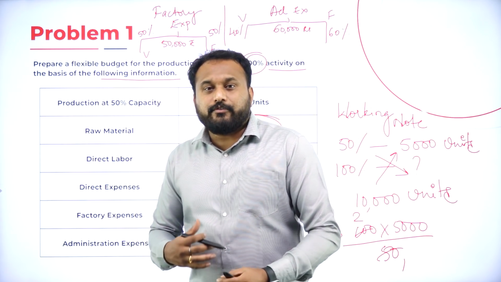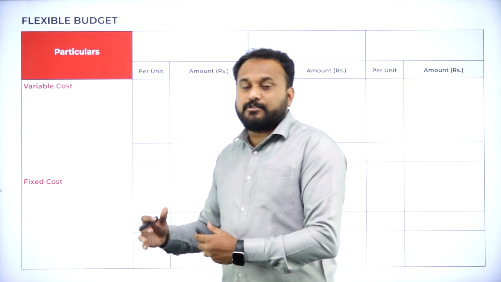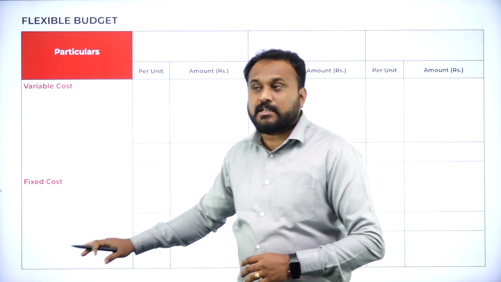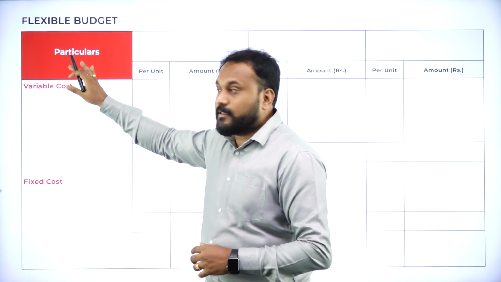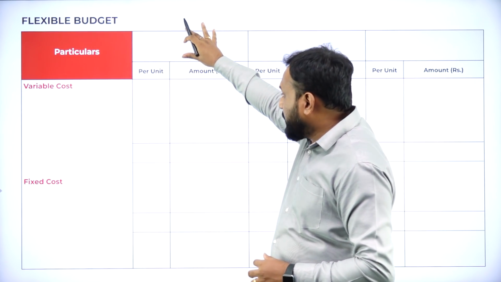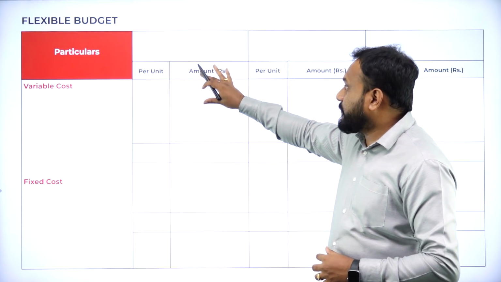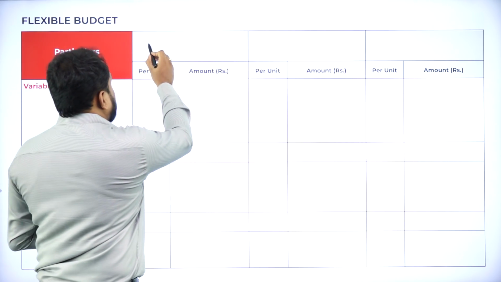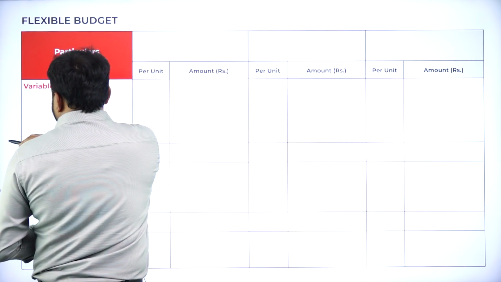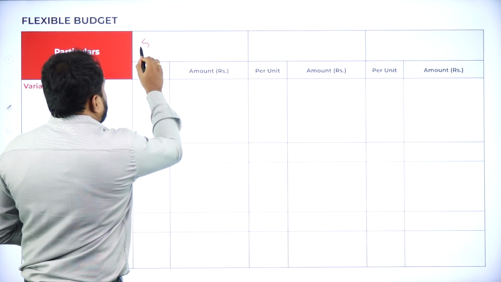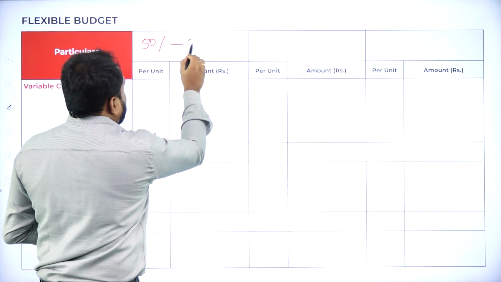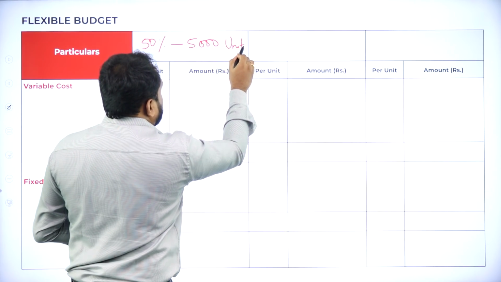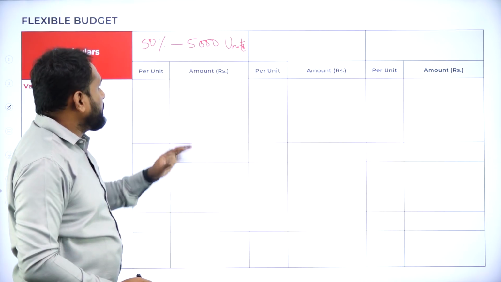So now let's see how exactly we are supposed to solve the problem. I have given you the format here. I have not filled anything, variable cost or fixed cost. The first column is particulars. First, we are supposed to go with capacity and output. In the problem itself it is given: 50%, and they manufacture 5,000 units.